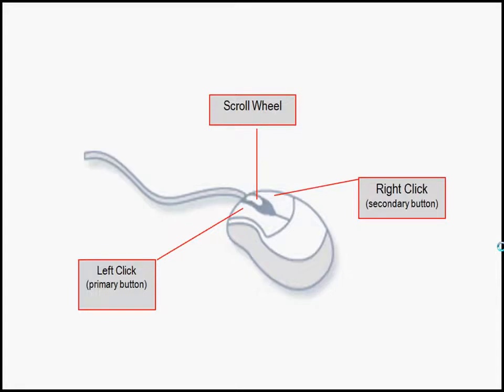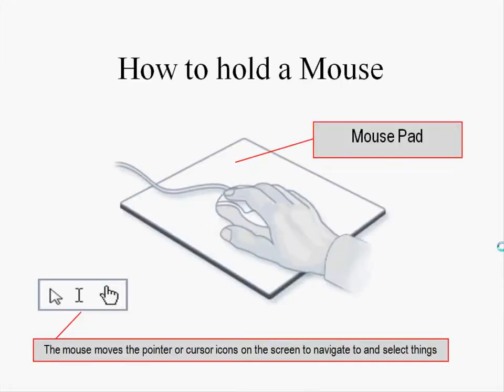Many mice in the middle also have something called a scroll wheel, which you can experiment with later. But mostly, the thing you'll do mostly with the mouse is move it around on the table or on a mouse pad and press that button on the left, a left click. You hold the mouse by laying your hand gently over it.